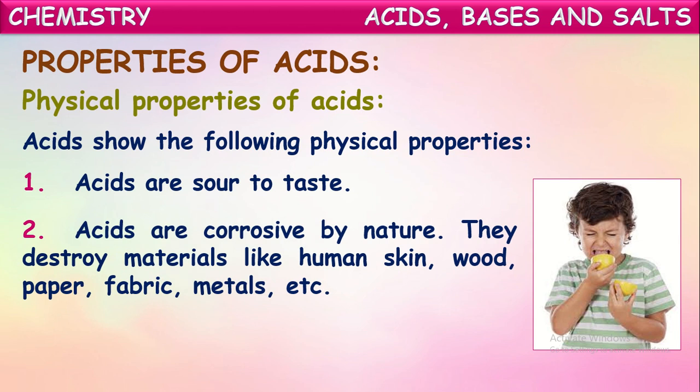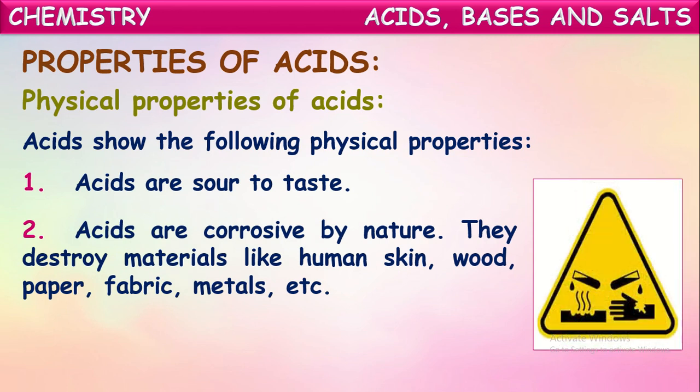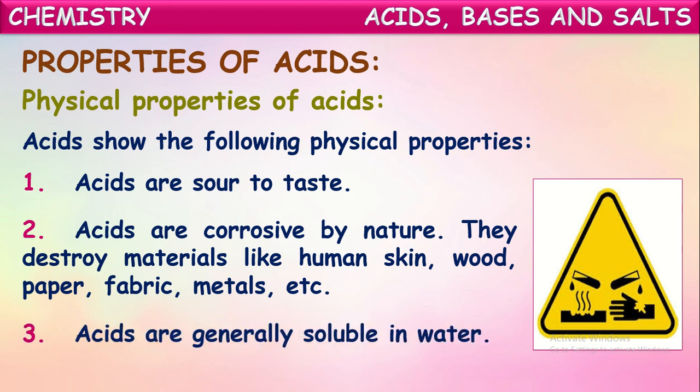Acids are corrosive by nature. They destroy materials like human skin, wood, paper, fabric, and even metals. So we say acids are corrosive in nature. They destroy many materials. Acids are generally soluble in water. Most of the acids are soluble in water. They dissolve into water and form solutions with water.